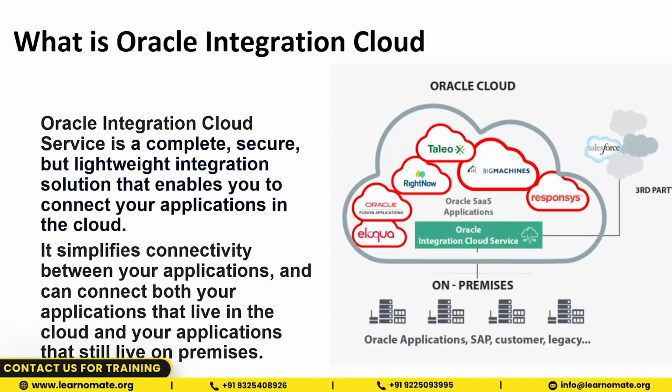Then we will write that logic and orchestrate it. We'll make the data modification or transformation, and then send that information to multiple systems. So it's not just one-to-one communication; multiple systems can communicate. That is OIC. This is one example.